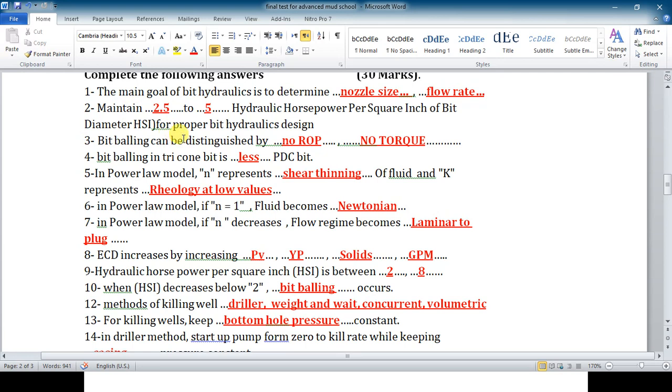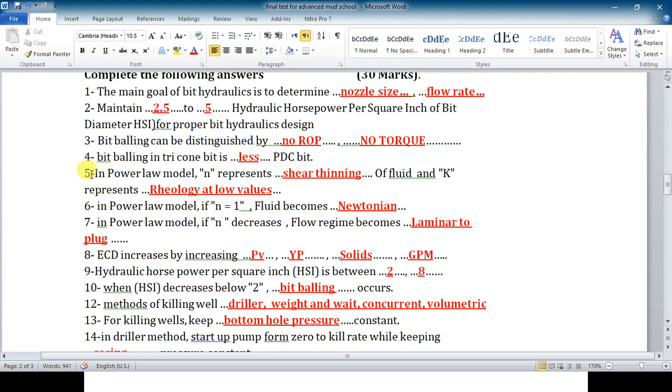Number 3, bit balling can be distinguished by no ROP and no torque, whatever weight you are adding on bit. Number 4, bit balling in a roller cone bit is less than in the PDC because the roller cone has moving cones, but the PDC has a junk slot area, which is static, and the mud may enter the junk slot area and be trapped inside it without getting out.